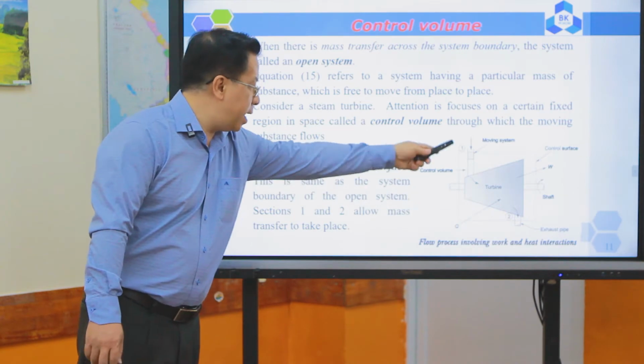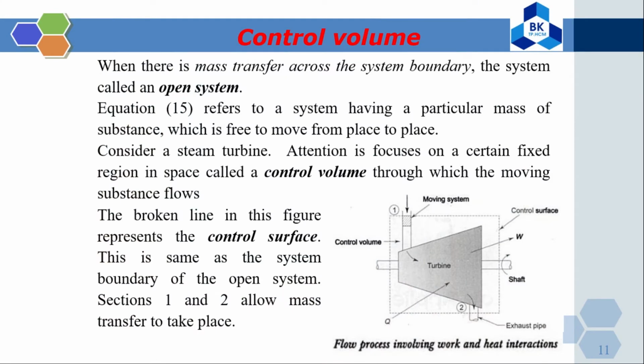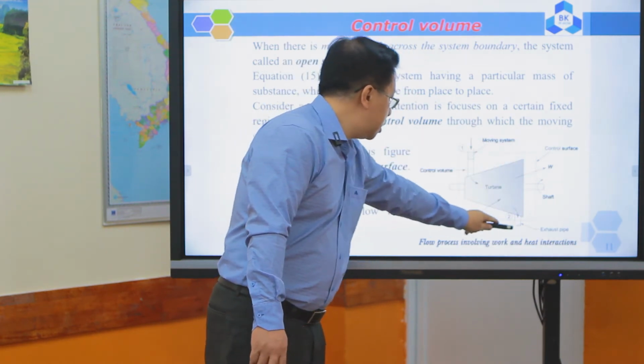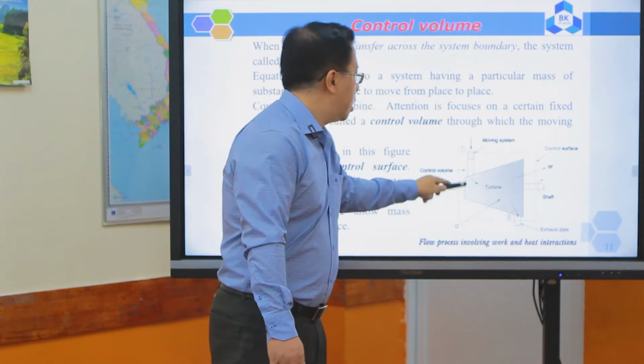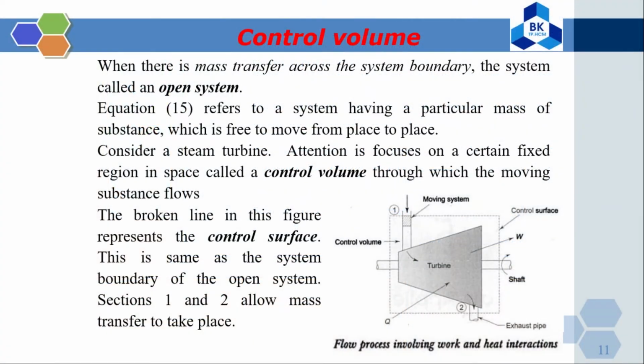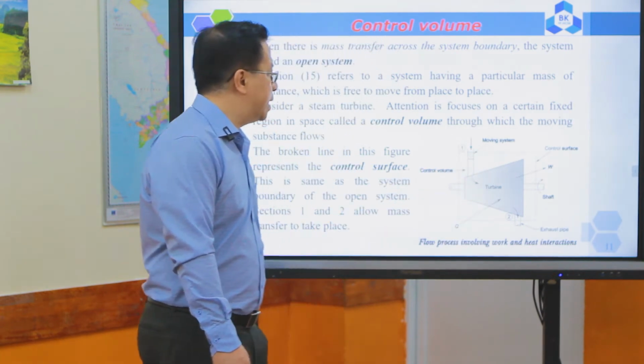Consider a steam turbine, like the figure here shows. Attention is focused on a certain fixed region in space called the control volume. Alright, so the spotlight here shows the control volume, through which the moving substance flows. That means the substance goes in, or the mass goes in, and the mass goes out. So in this case, we have the open system.